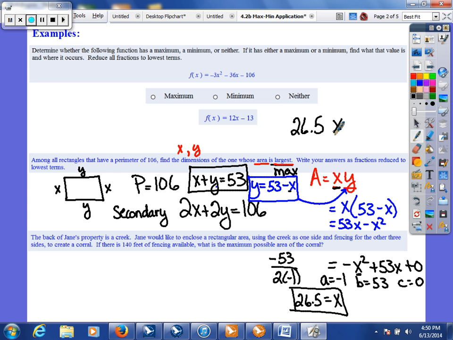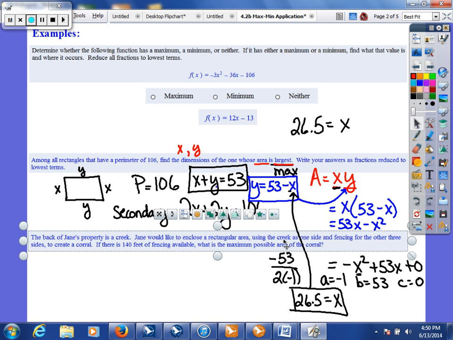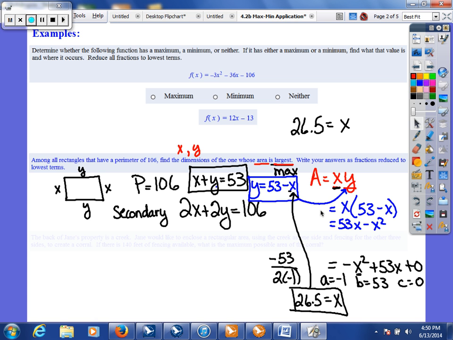That's our x value. And what's our y value? What's going to be our dimension here of our y value? Well, what we want to do is take our x value and back substitute into the secondary equation. I'm actually going to get rid of this a little bit. There we go. So we have a little bit more room. So we want to take the x value you just found in the vertex and plug it into the secondary equation.